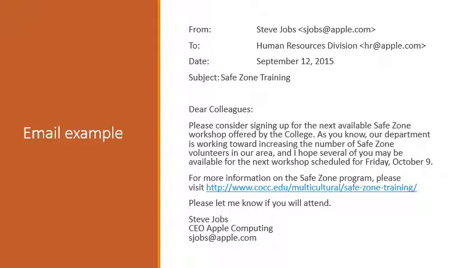Here's an example of an email. We have from, we have to, and we have the date, and we have the subject. The subject here is safe zone training, and we have the salutation or the opening, which is dear colleagues, because I'm sending the email to a group of diverse people. And then we have a link here, and we have the closure. We have please let me know if you will attend, and then we have the title, the signature, and the title of the person and the organization that he or she belongs to.